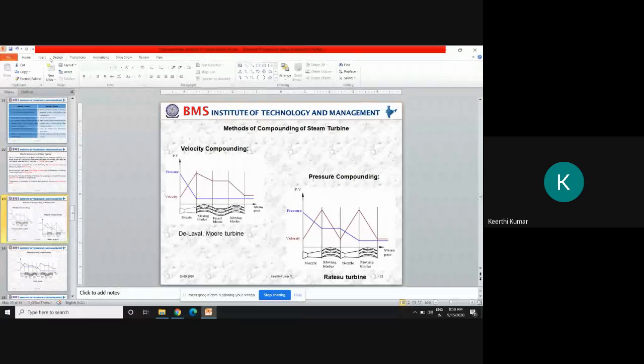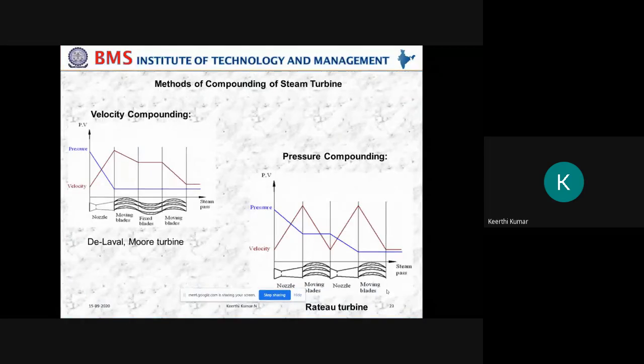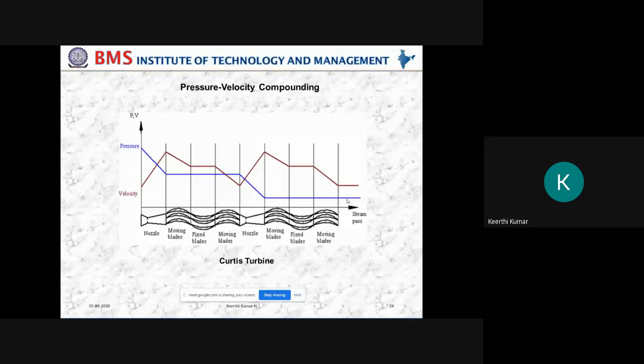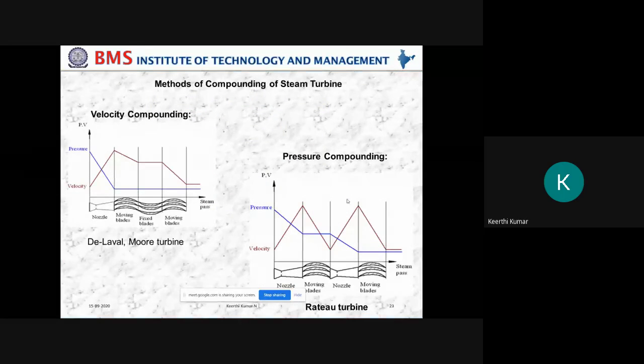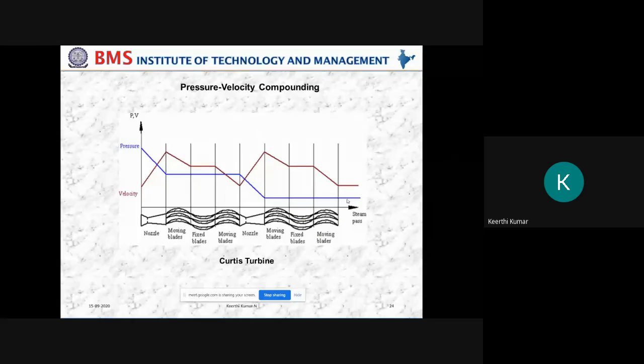So how many methods of compounding are there? There are three methods of compounding: velocity compounding, pressure compounding, and a combination of those two, pressure-velocity compounding.